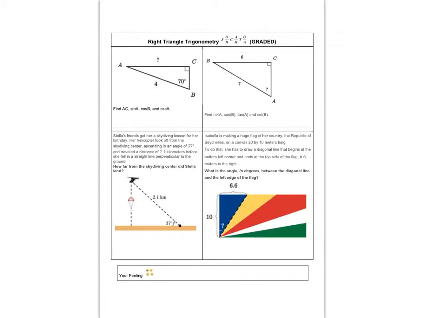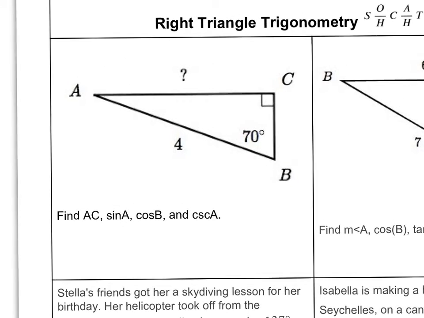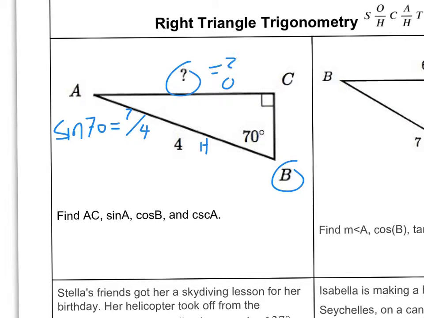Next up, we've got right triangle trig. We've got to find some stuff for this triangle. We've got to find AC, that's up here. Based on angle B, that's the opposite and hypotenuse, so we're looking at sine. Sine of 70 is equal to question mark over 4. When I multiply both sides by 4, we get sine of 70 times 4, which is going to be 3.7.